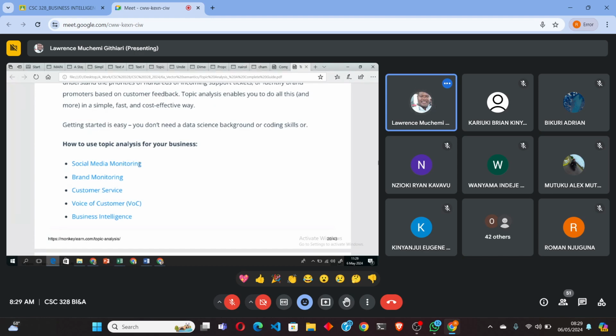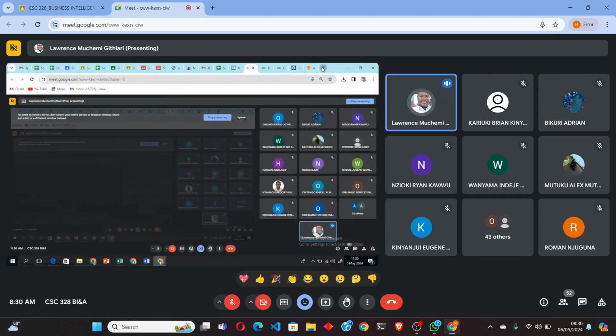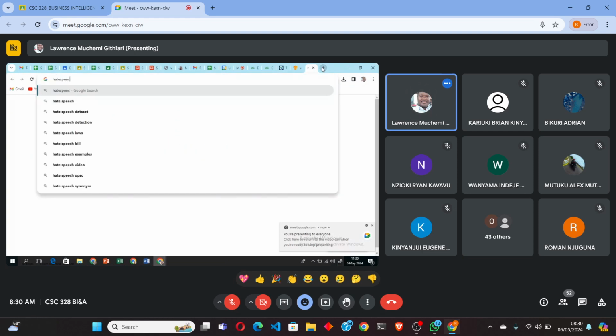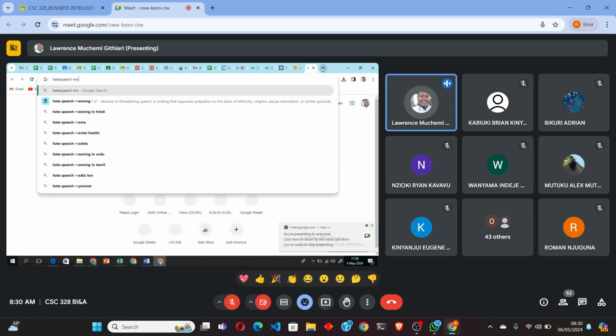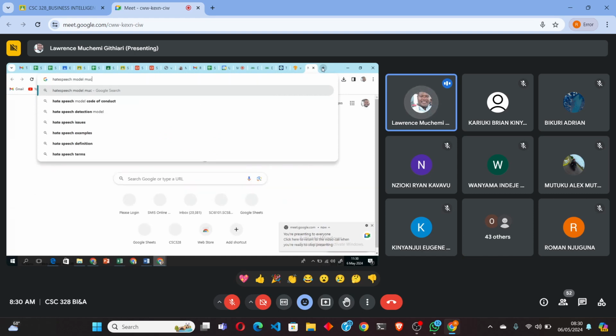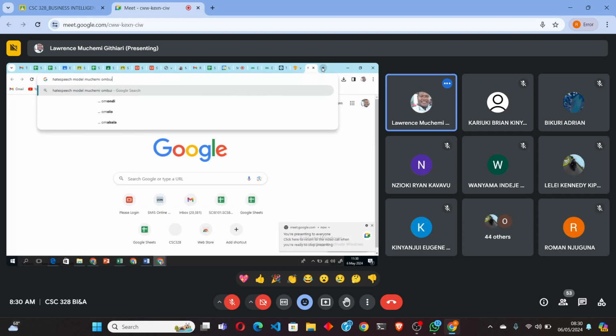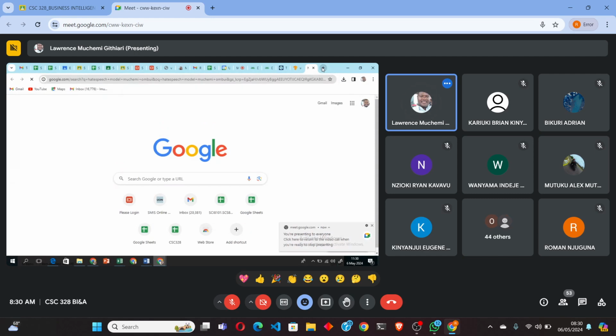That is, maybe by looking at phrases that indicate some certain directions. Like I told you to look for the hate speech papers. I hope you did. You can just Google quickly here. For example, one of them, so that I can show you practically. If you just Google here, let's say hate speech model Mushemi. So you can look for such a paper. Maybe somebody called Ombui. Ombui was the co-author.